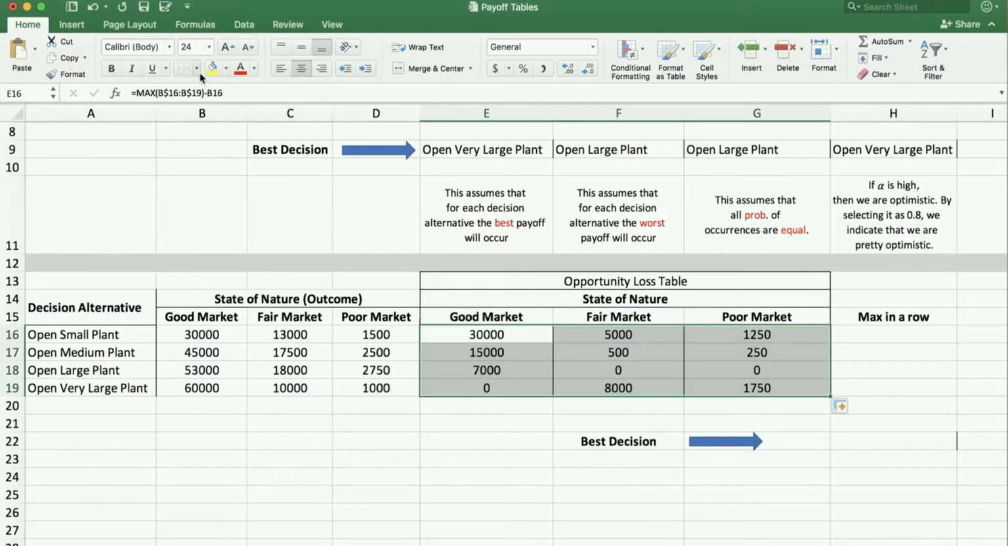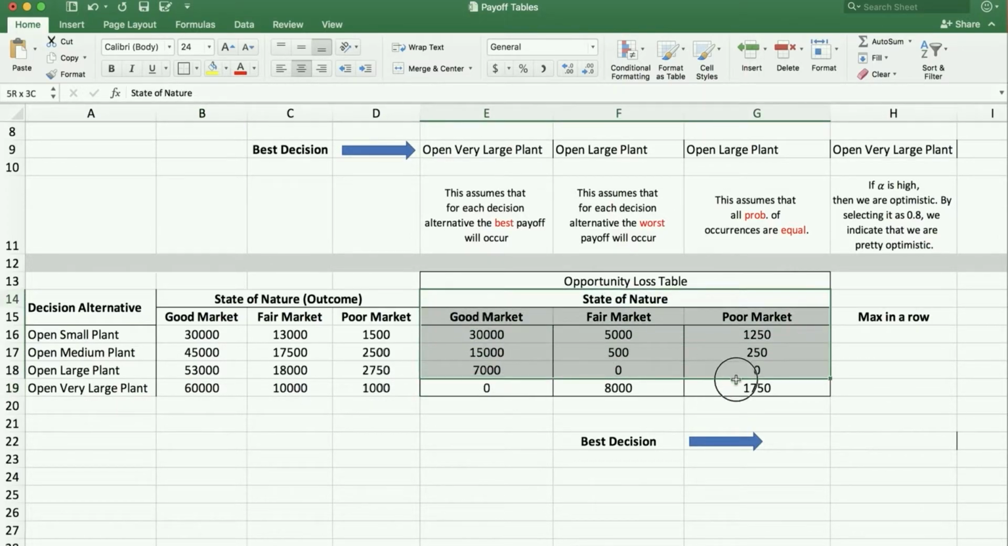All right, so let's put the border around. So I have all of the opportunity loss values. Let's look at the other 0. For example, this one, under good market outcome, the last decision has a 0 regret, which makes sense because the maximum payoff when the market is good comes from the last decision. Therefore, the opportunity loss is 0 for this decision alternative.